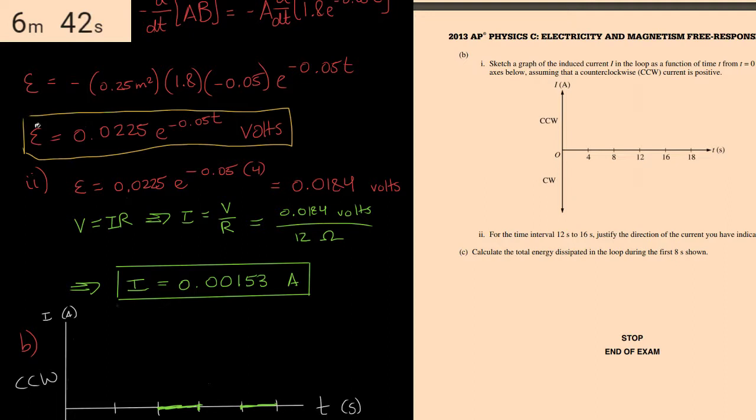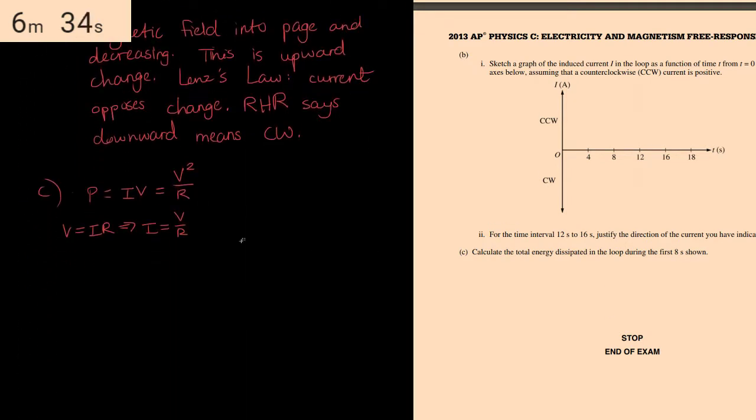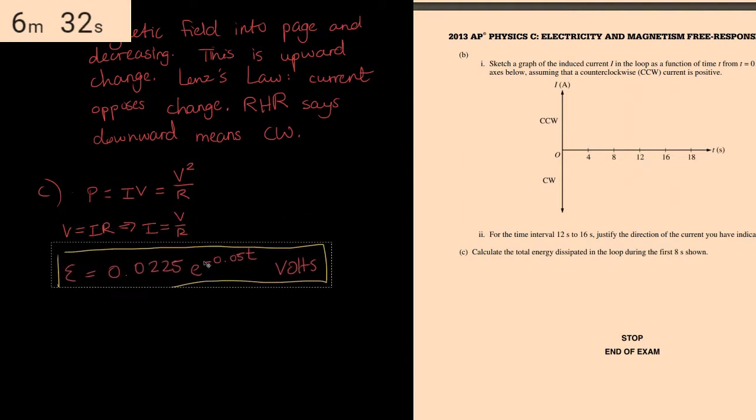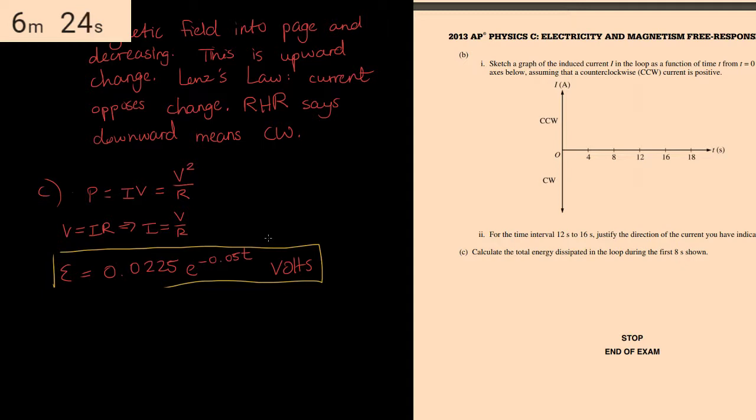Because we have the expression for the voltage at a time t between 0 and 8 seconds, let's get that here. Bam. And so we know the resistance is just going to be 12 ohms. So we have that the power is going to be this squared, 0.0225 e to the negative 0.05 t squared, over 12 ohms.